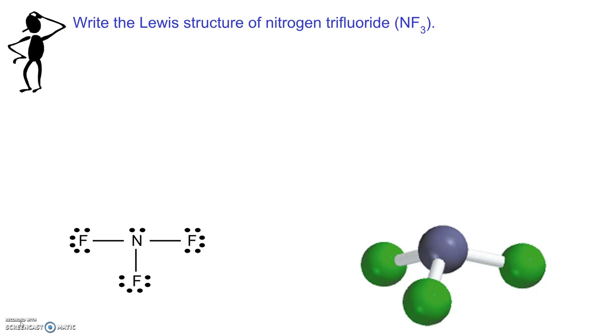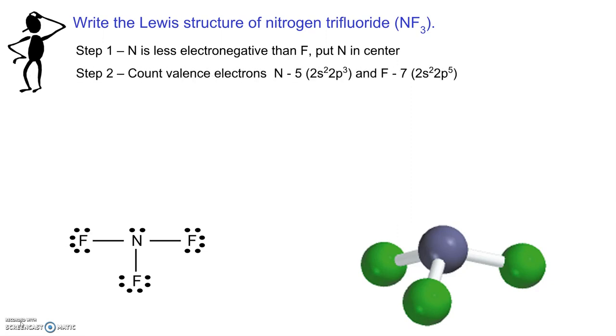How did I draw the structure? Well, first, step one, nitrogen is the least electronegative element, then fluorine. So nitrogen has to be the center atom. Step two, count the valence electrons. Nitrogen has 5, fluorine has 7. Remember, this is due to the electron configuration of those valence electrons.